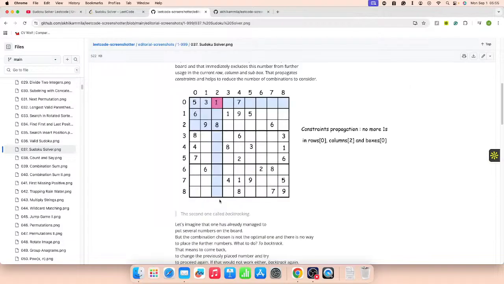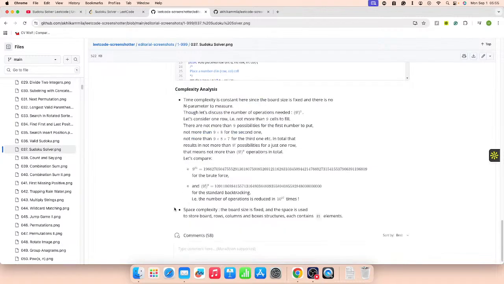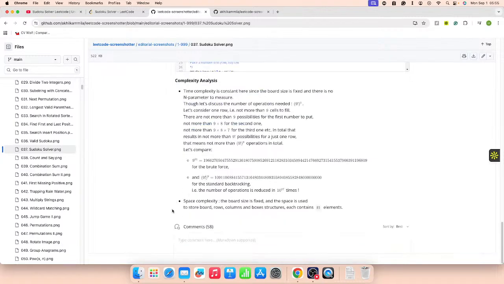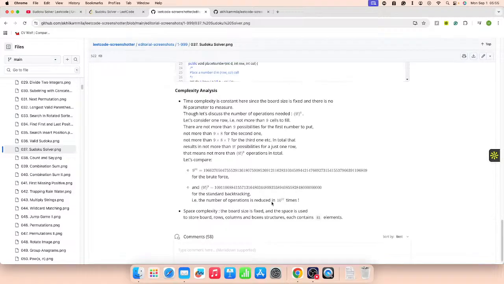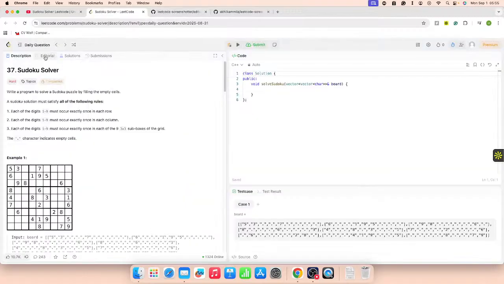So let me just check some solutions here, because this is really crazy. Normally 10 to the power 6 is accepted in all the questions. Any value greater than that, like 10 to the power 7 or 10 to the power 8, will throw out a TLE, right? That's the standard conception which we have.